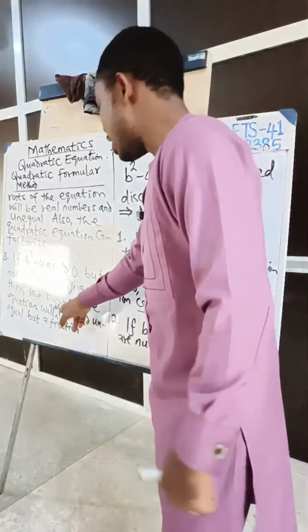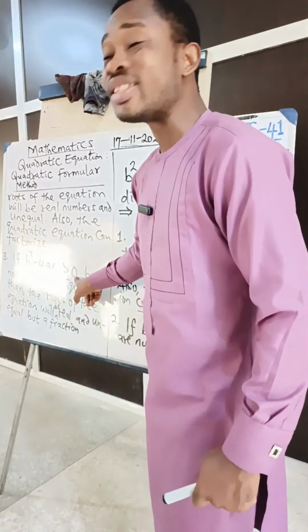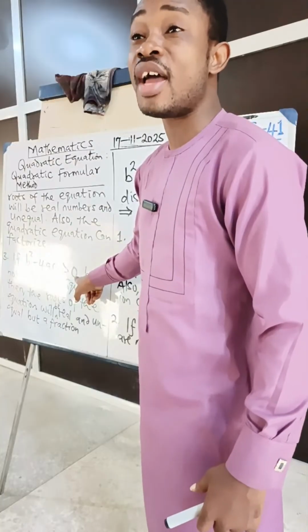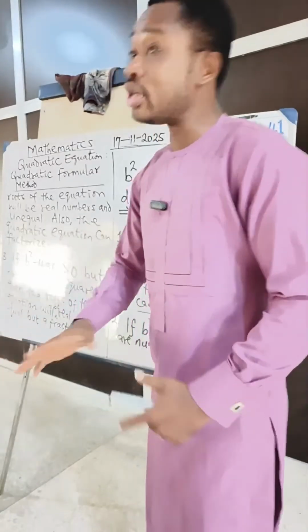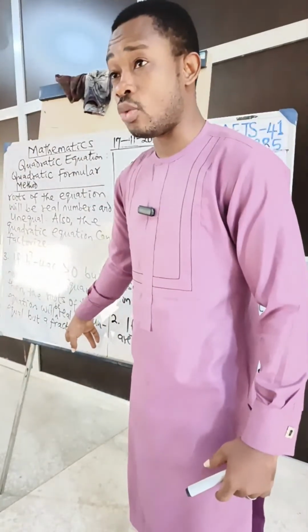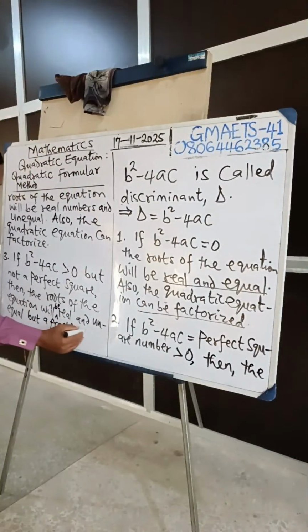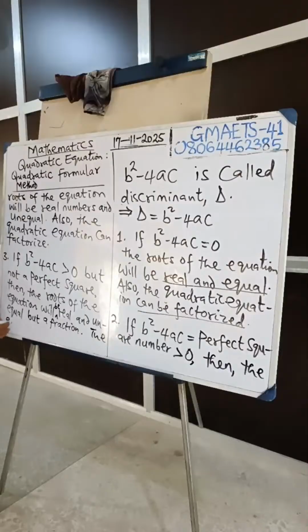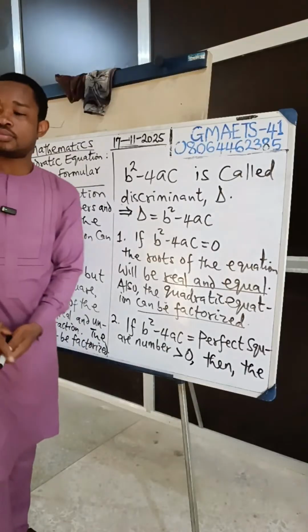So in this case, where the discriminant gave you a number which is greater than 0, but it is not a perfect square, you will get real numbers as the roots of the equation. The real numbers will not be equal. Are you getting me right? But something significant is that the answer will be in fraction form. Then finally, the equation cannot be factorized.